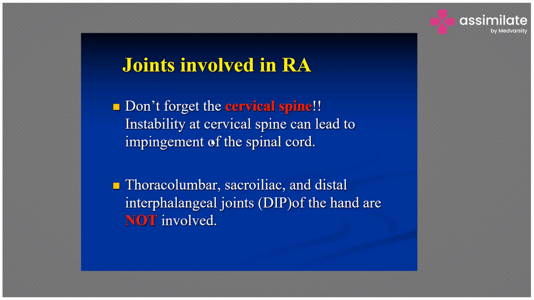So, see, this also you have to remember. Thoracolumbar, sacroiliac, and distal interphalangeal joints of the hand are not involved. Okay, just keep in mind. So when the question comes, which joints are not involved? Which are the non-involved parts? Thoracolumbar, the DIP joint, and the sacroiliac joint.